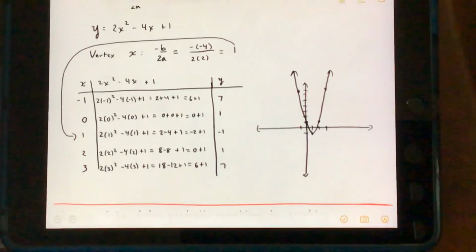Remember, our parabola is a V shape with a rounded bottom, or if it's a parabola that opens downward, the vertex will be at the top. In this case, again, our vertex is at the bottom. So there you have it for samples for 9.2.